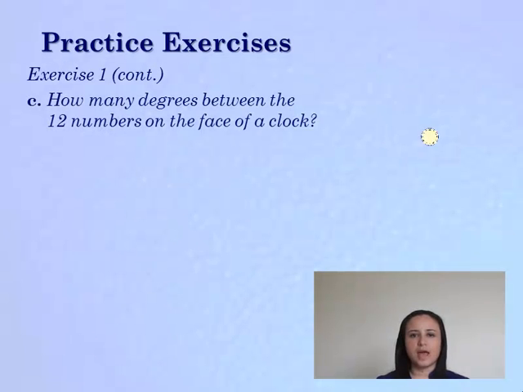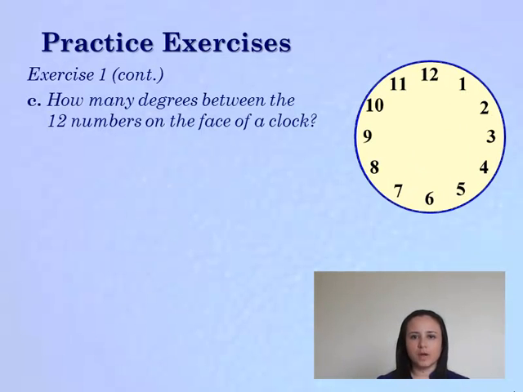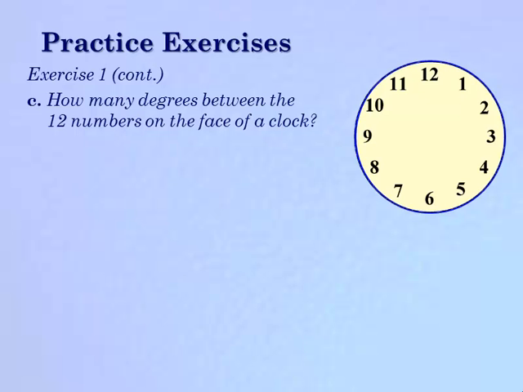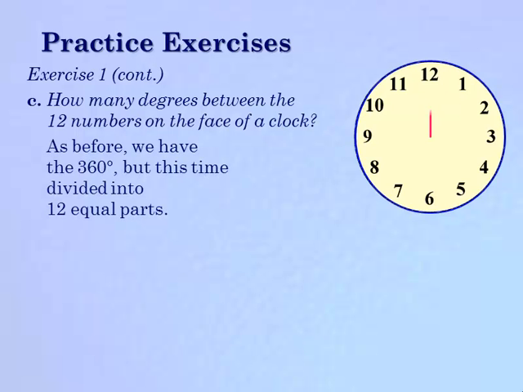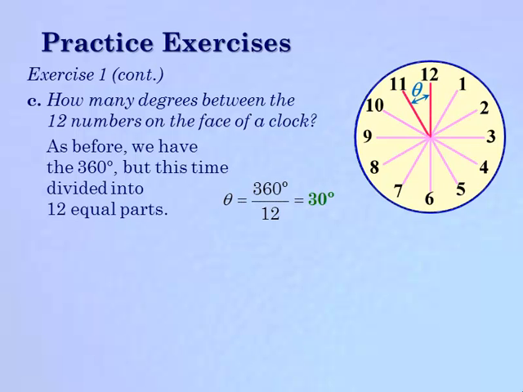For the next one, how many degrees are between the 12 numbers on the face of the clock? As before, we know that we have 360 degrees on the whole clock, so this time, instead of dividing it into 8 parts, we'll divide it into 12 equal parts. And just one of those will be 360 degrees divided by 12, which will be 30 degrees.